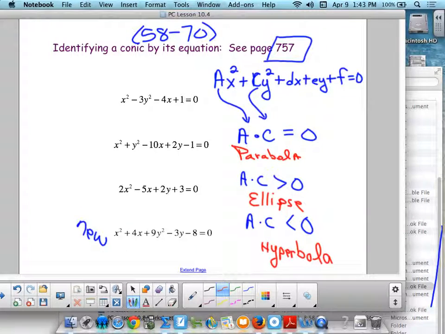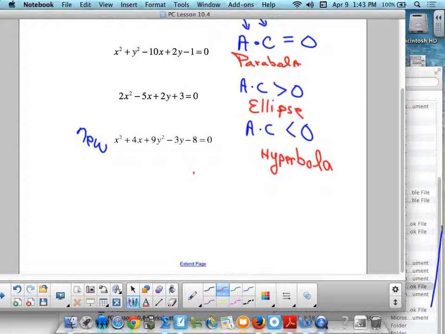So where's the circle? It's when a and c are the same number. So if a is 4 and c is 4, you have a circle. That's all they're going to tell you there. So this is the circle.